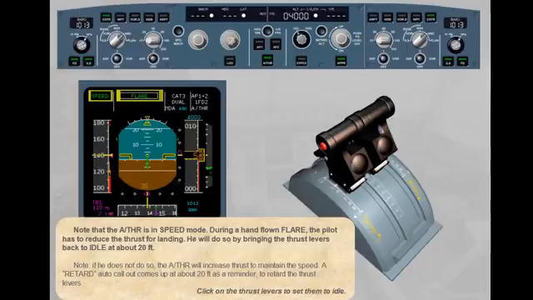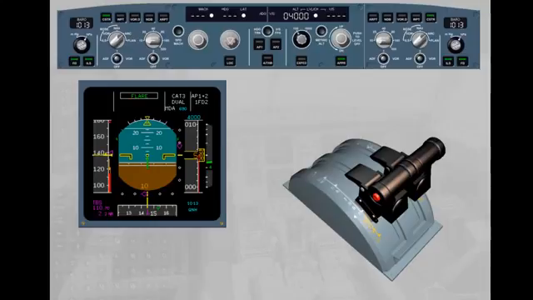Click on the thrust levers to set them to idle. Thrust levers are now set to idle. This turns the autothrust off. Note that on the FMA, the white autothrust indication is no longer displayed. The FMA autothrust column is blank. On the FCU, the autothrust push button is now extinguished.